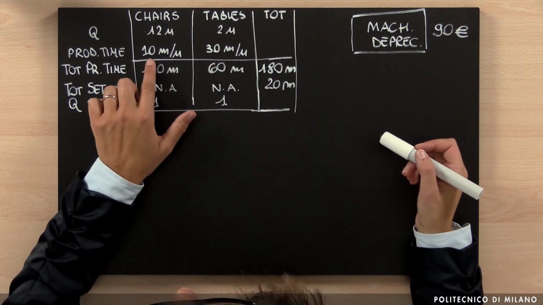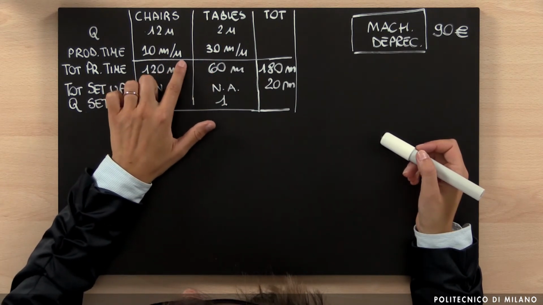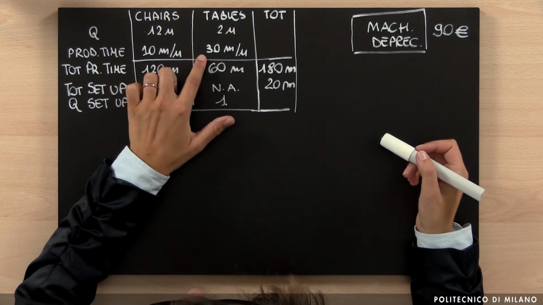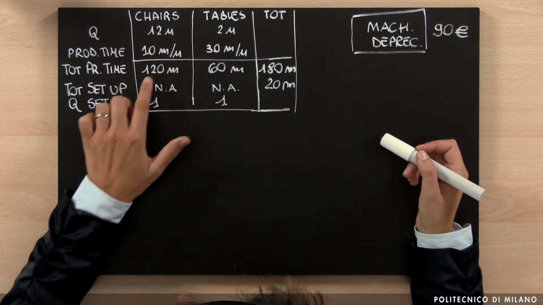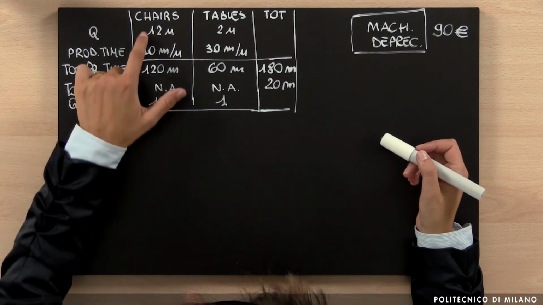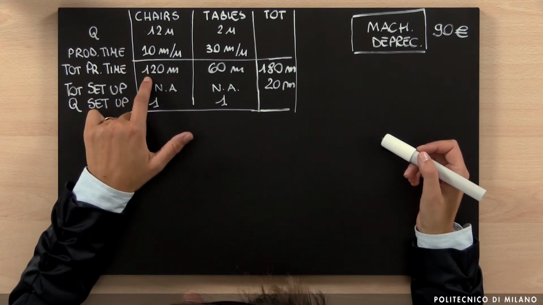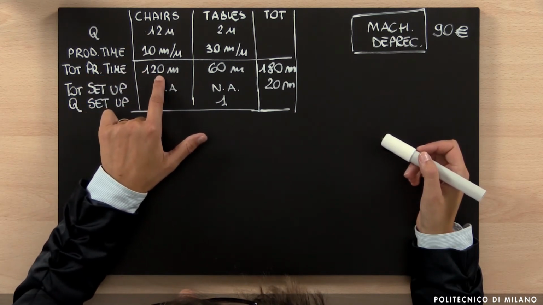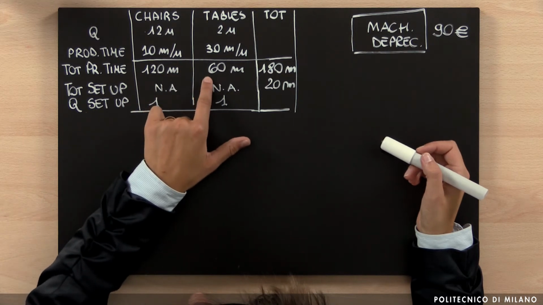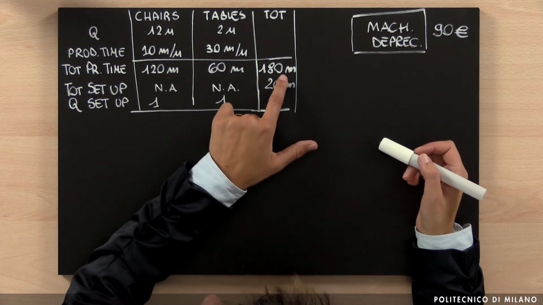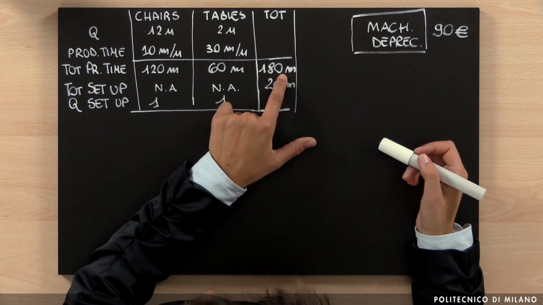This is the production time. We need 10 minutes in order to realize one chair, and we need 30 minutes in order to realize 1 unit of our table. This means that the total production time, if we multiply the quantity by the unitary time, is 120 minutes for the chairs and 60 minutes for the table. So overall, we need 180 minutes for the production.